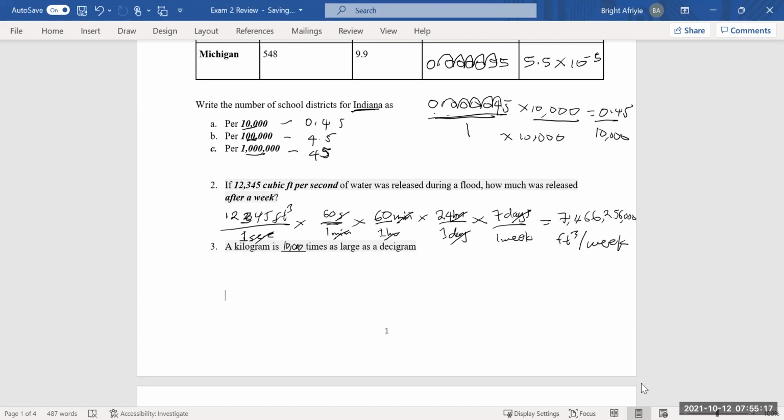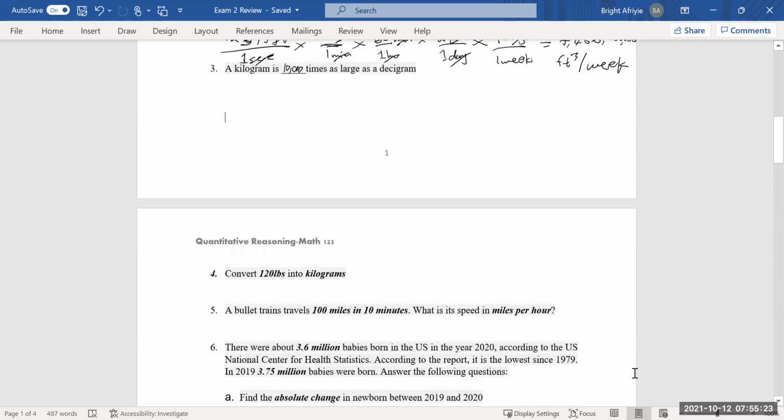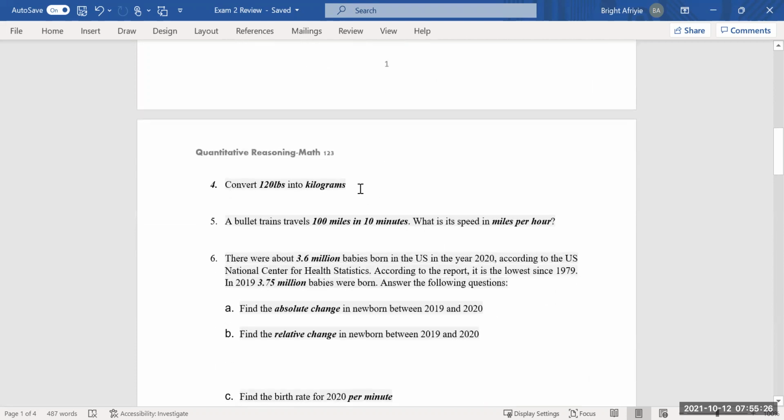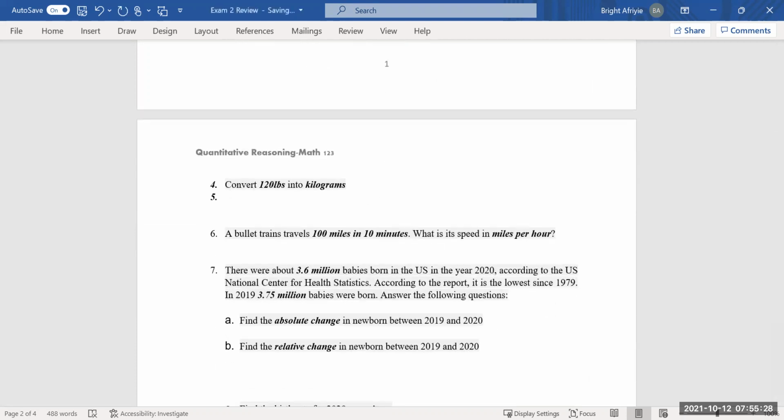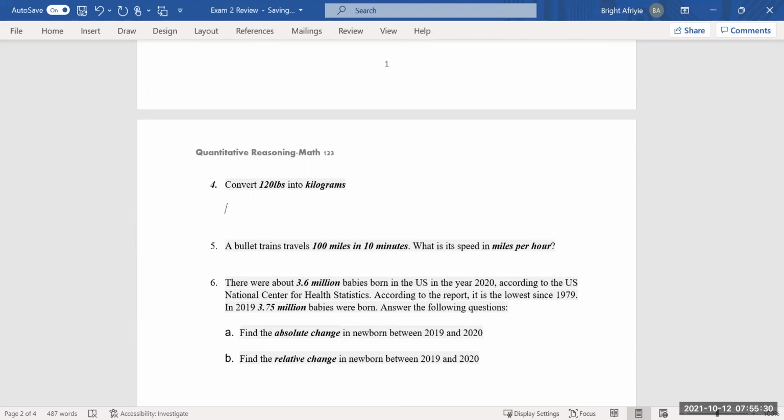So a kilo is 10,000 times as large as a decigram. Okay, nice. Now let's look at number 4. And you can use the same conversion sheet to do that.